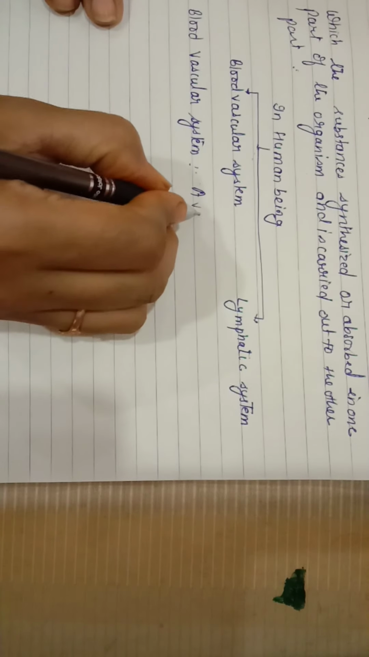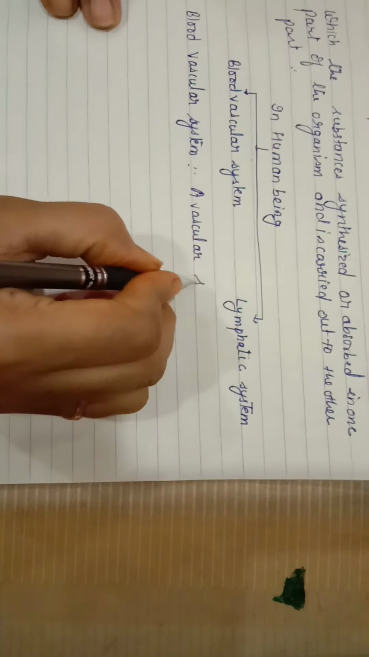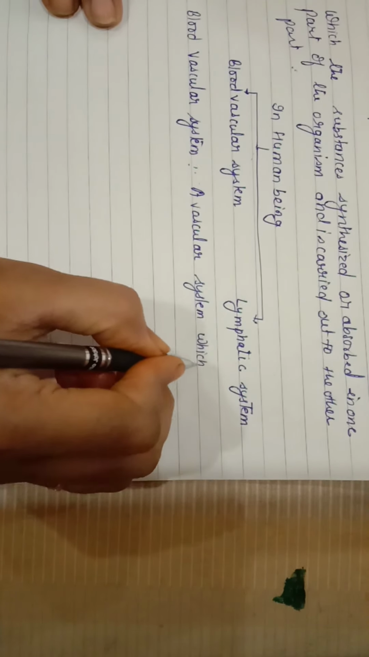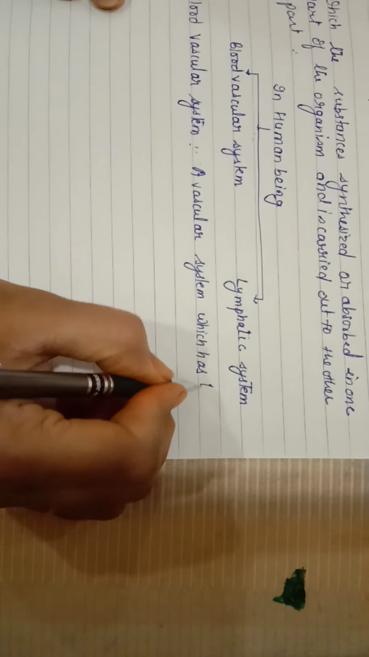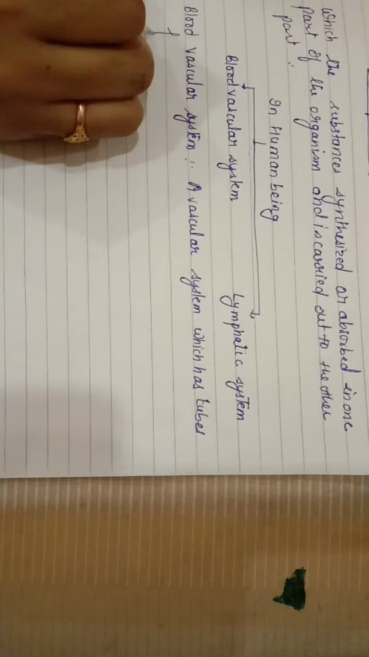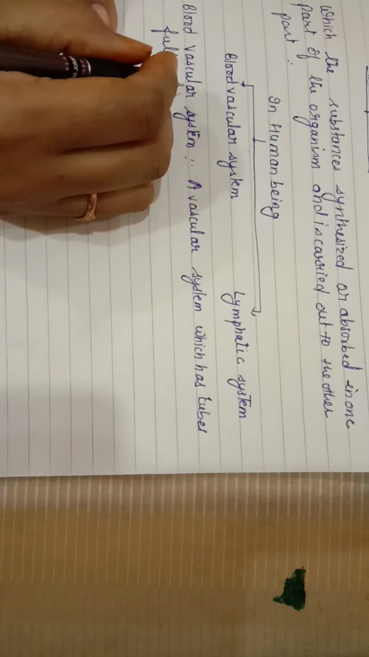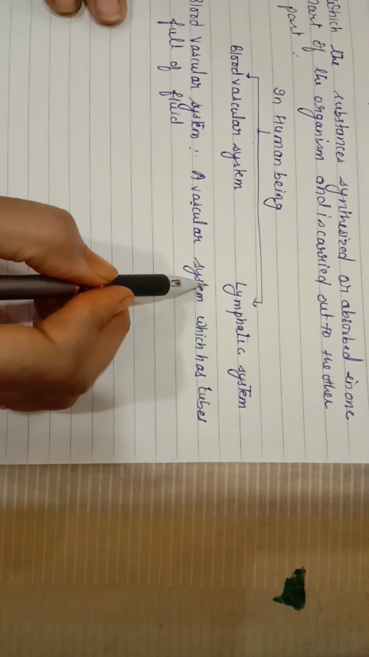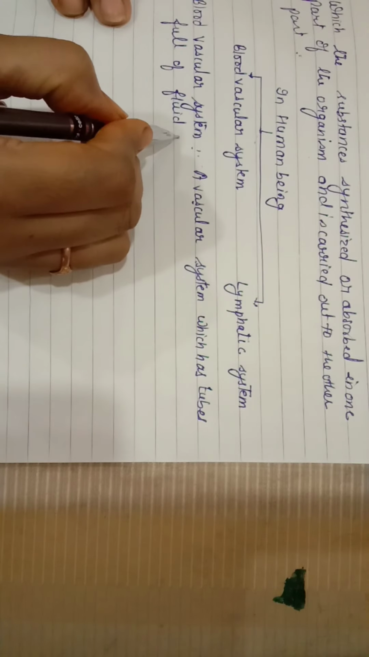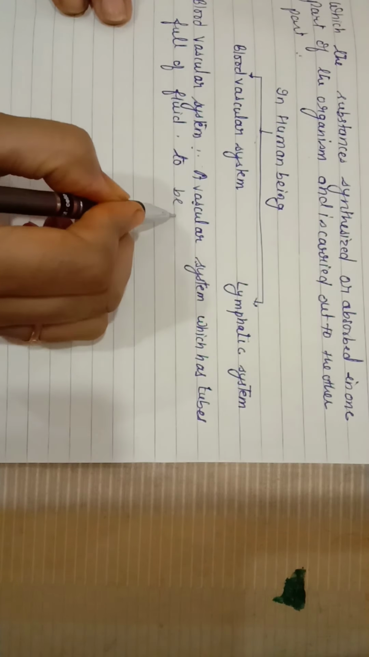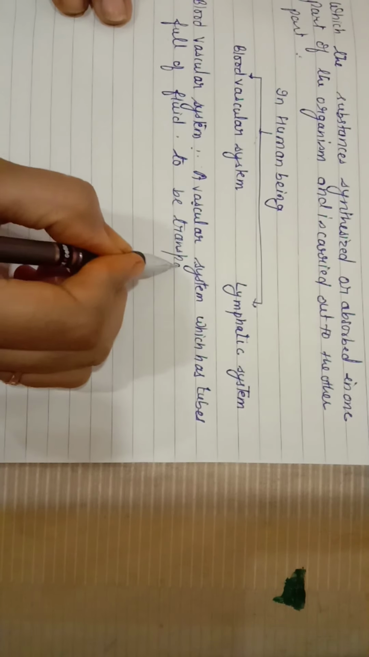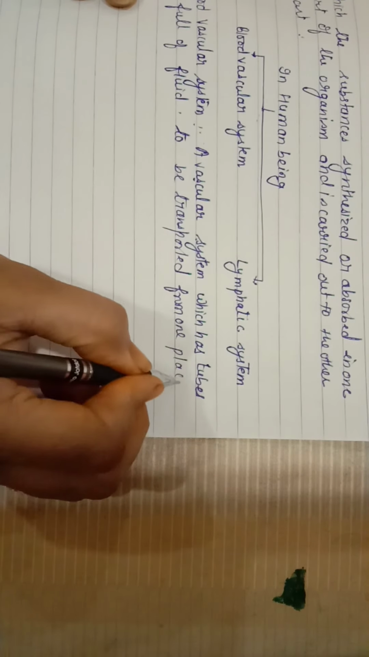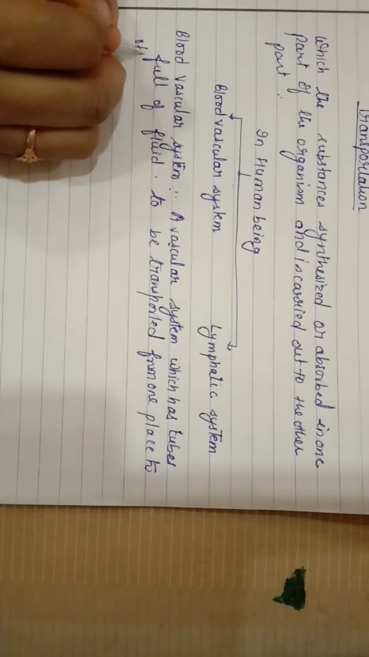A vascular system has tubes full of fluids. Once again, I will repeat it: a vascular system has tubes full of fluid, and this fluid has to be transported from one place to another.